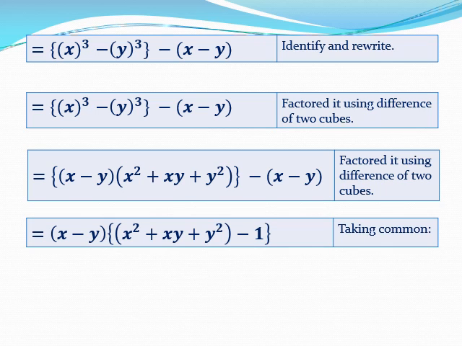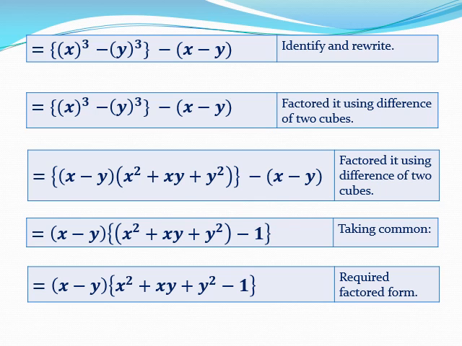Then x minus y, we take it as common because these two factors are common in these two terms. After taking common x minus y from this term, the remaining term is x square plus xy plus y square minus 1. And this is our required factored form: x minus y times x square plus xy plus y square minus 1.